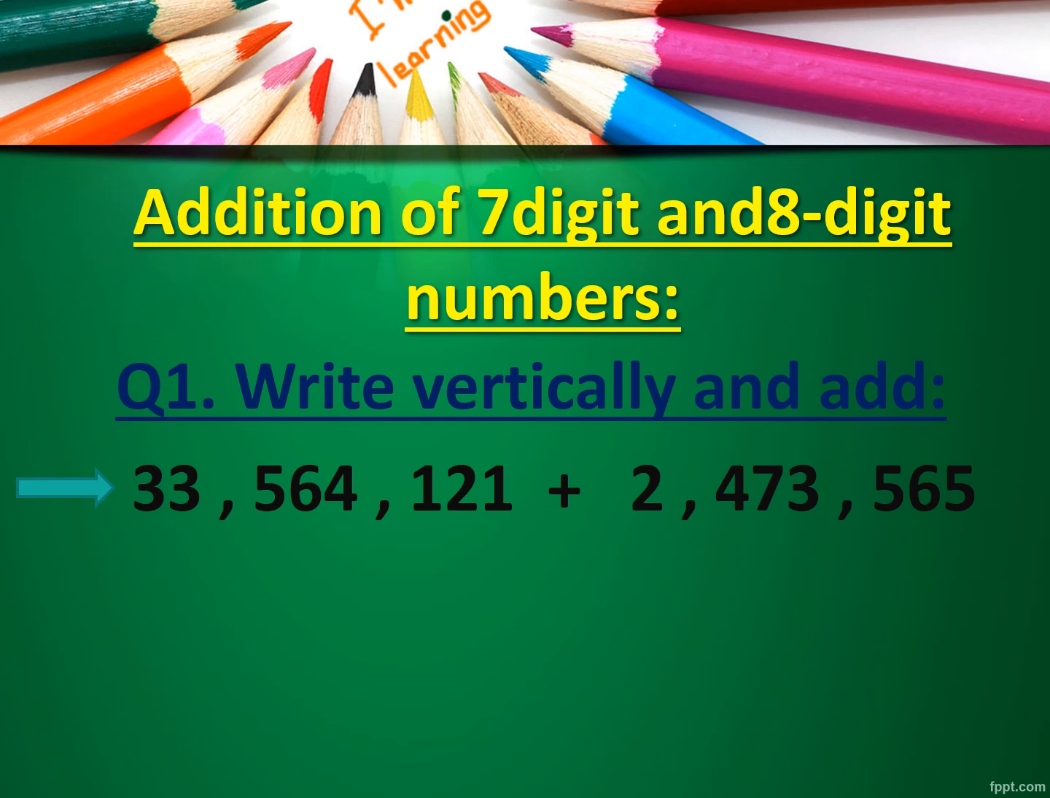Students, in our previous classes we have been doing addition of 6-digit numbers with regrouping. Here we will learn the addition of 7-digit and 8-digit numbers with regrouping. You can see the question is written: write vertically and add, and two numbers are given here to add. Adding very large numbers with 7 and 8 digits is simple. We must be careful while writing columns neatly and carefully and work from the ones column first.